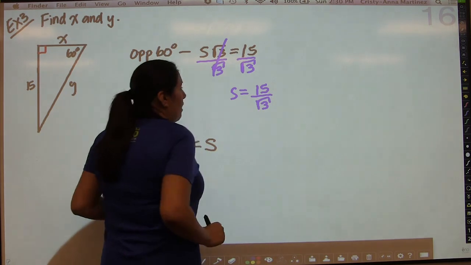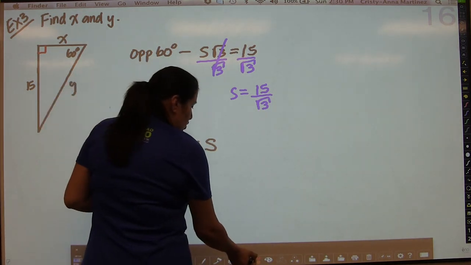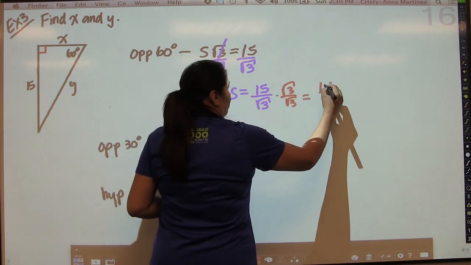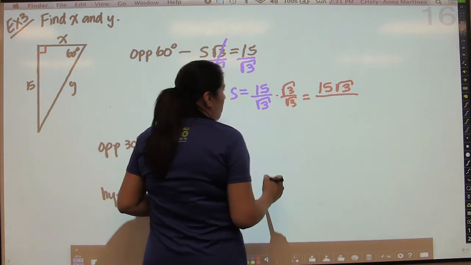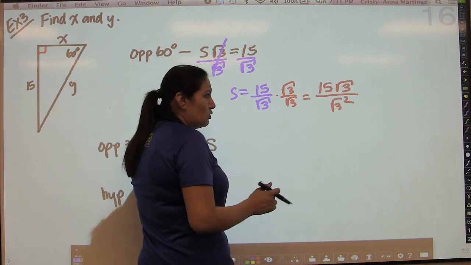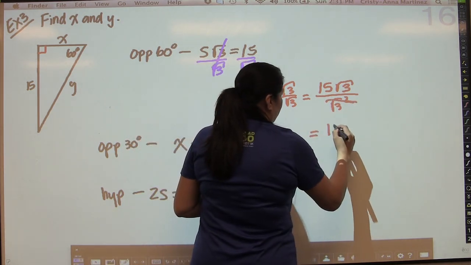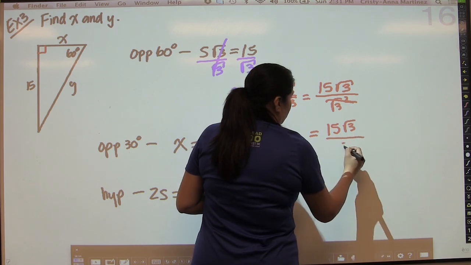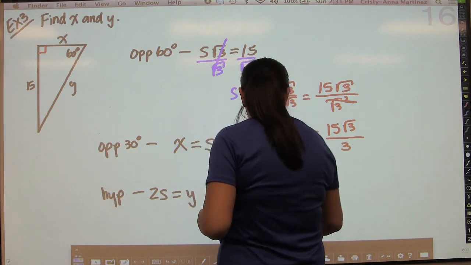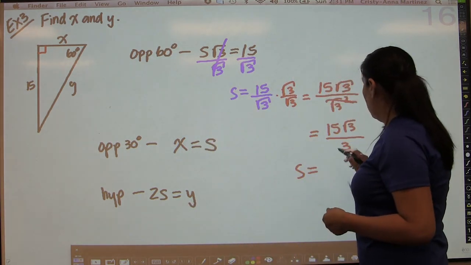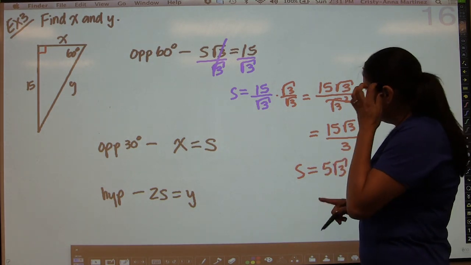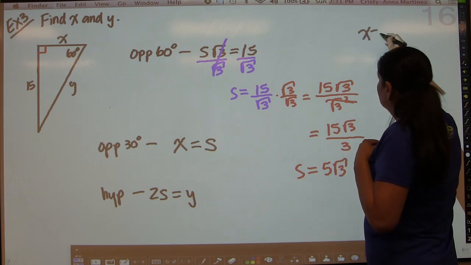But again, it's improper to have a radical on the bottom of the fraction. So you want to multiply top and bottom by root 3 over root 3, and you're going to get 15 root 3 on top. On the bottom, you're going to get root 3 times root 3, which is root 3 squared. And like before, the square root and the square are going to cancel, and you're going to end up with 15 root 3 divided by 3. But 3 goes into 15 evenly 5 times. So in the end, we can finally say that s equals 5 root 3.